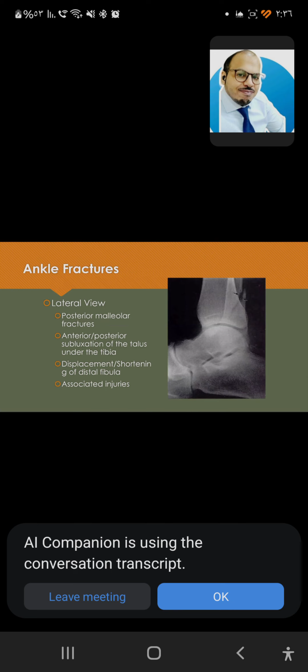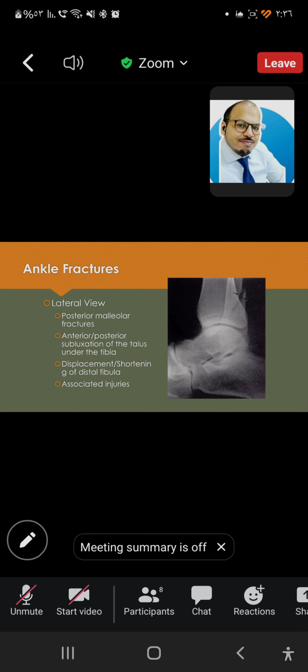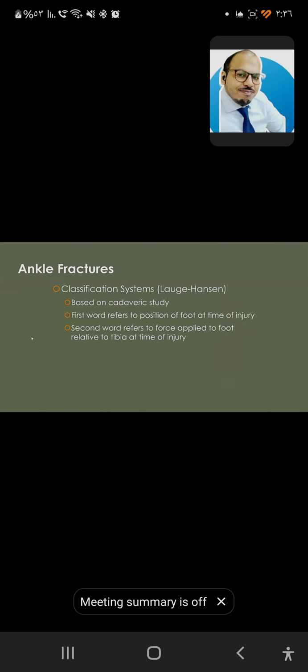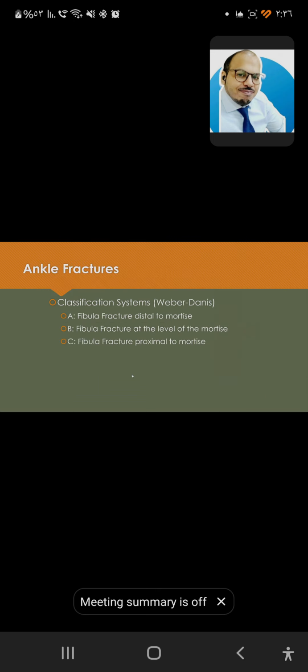In the lateral view you look at the posterior malleolus, anterior-posterior subluxation of the talus and the tibia, displacement of the fibula, and any associated injuries. As for classification, there is the Lauge-Hansen classification, and there is the Weber-Denis classification, which is A, B, C.